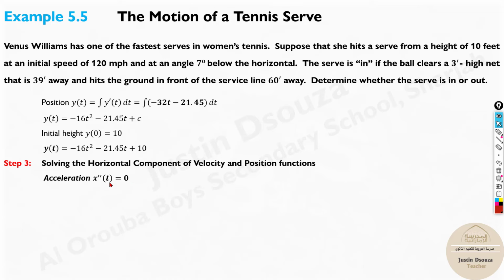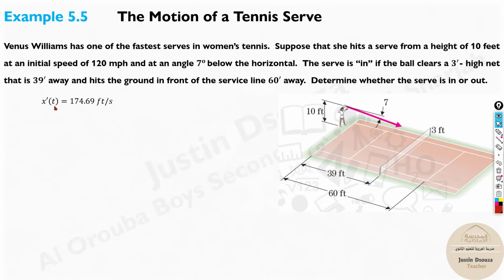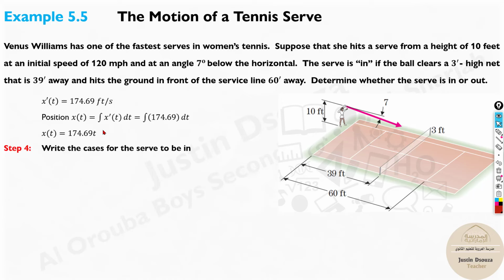Let's do the horizontal one. X double dash is always 0. We start with 0, integrated, you get c. Now what is this? It is v naught cosine theta. But make sure you put minus 7 degrees and the calculator is in degree mode. Now solve it. Here this is the value. So substitute back in over here, this x dash of t equation. So you will get x dash of t as 174.69. Now integrate this to get the position. When you integrate it, you just multiply it by t. There is no constant value in the horizontal. They have told nothing about horizontal positions.